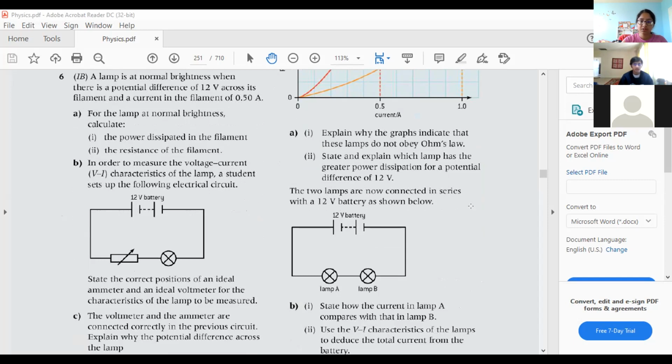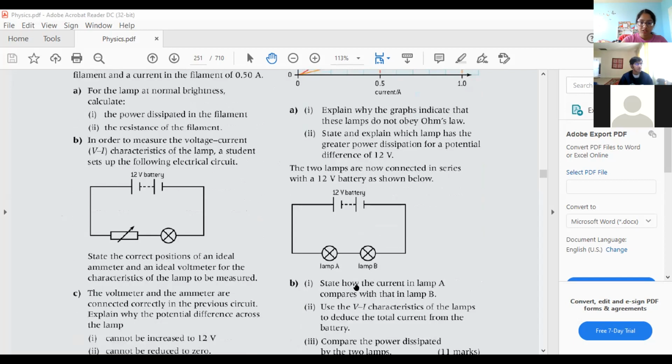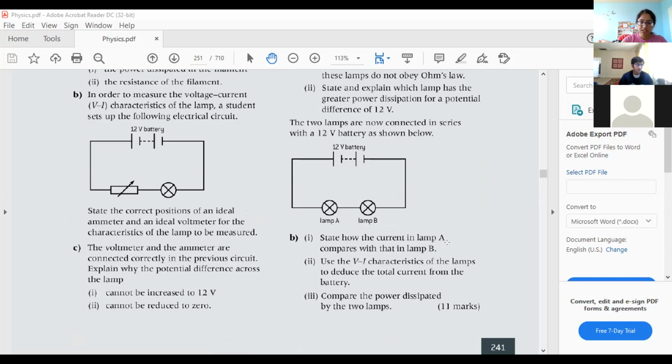The two lamps are now connected in series with a 12-volt battery as shown. State how the current in lamp A compares with that in lamp B.